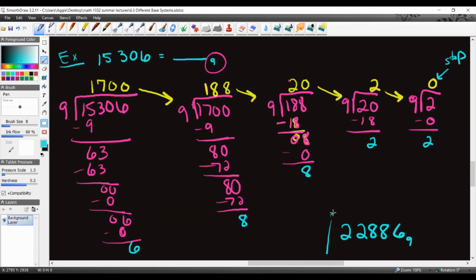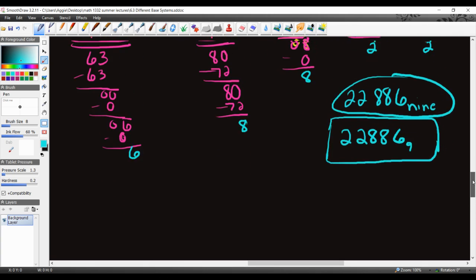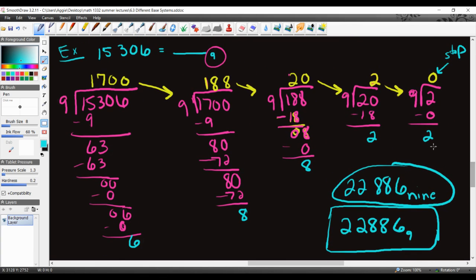And this is our answer down here. 22,886 in base 9. You can also write it with the actual number 9 as a subscript. Okay, and that's it. I think that might be it. Yep, that is it. So if you need any help, again, go ahead and let me know. Good luck.